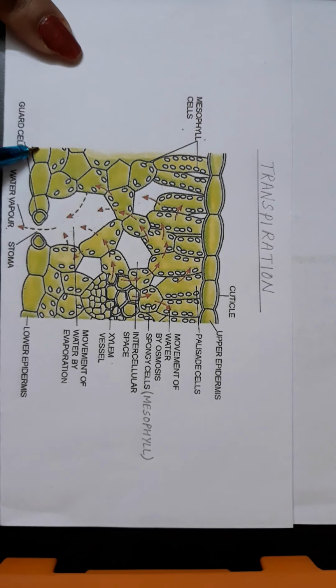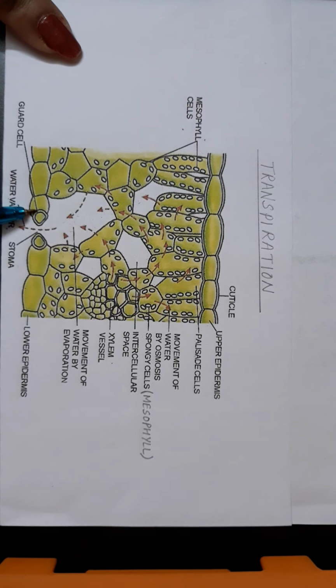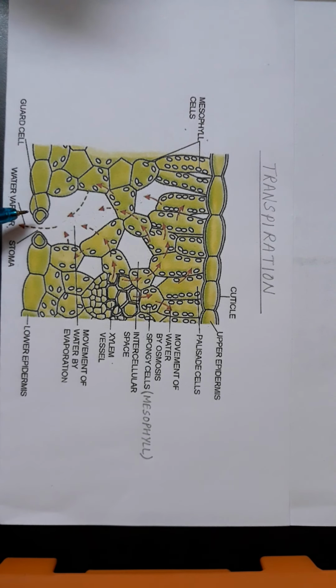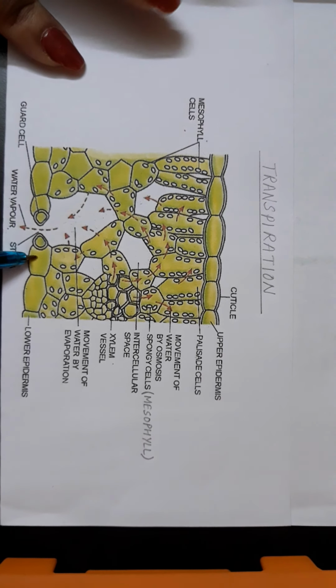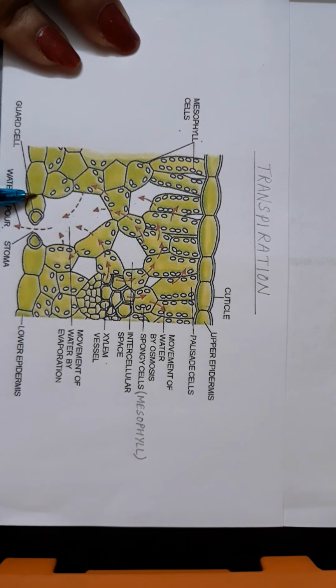Then we have the lowermost layer, which we call lower epidermis. This lower epidermis contains stomata, many stomata, and the purpose of stomata is to exchange the gas. In the lower epidermis, stomata are present mostly in the dorsiventral leaves. Fine. So this is all about the structure of leaf.